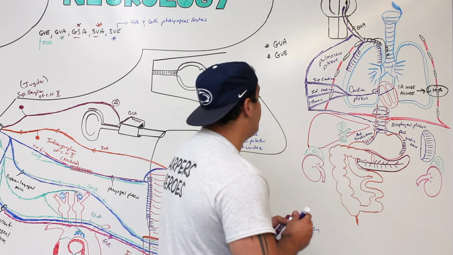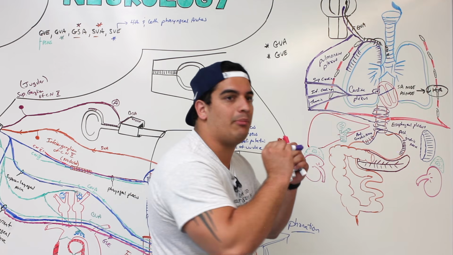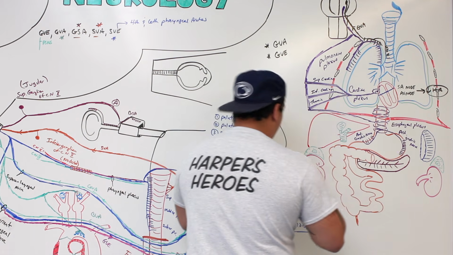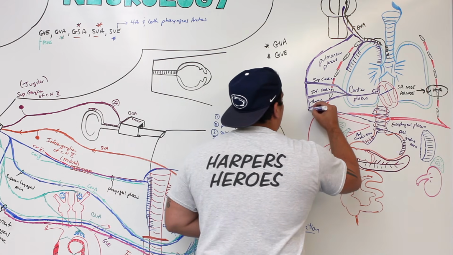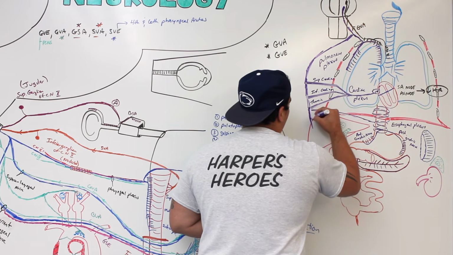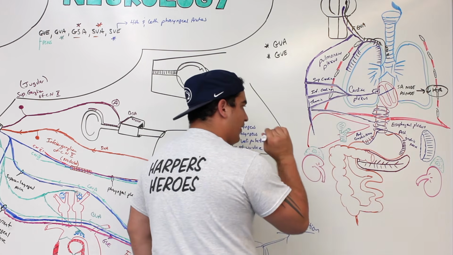This sucker just keeps going. Okay, now I got to be just a tiny, tiny bit more specific. Okay, this guy here is going to go where? This vagus nerve is going to give off branches here. Now, I have to be very, very particular here.